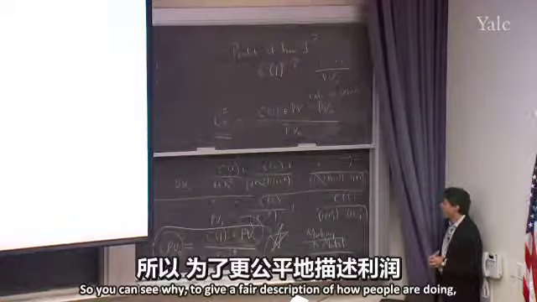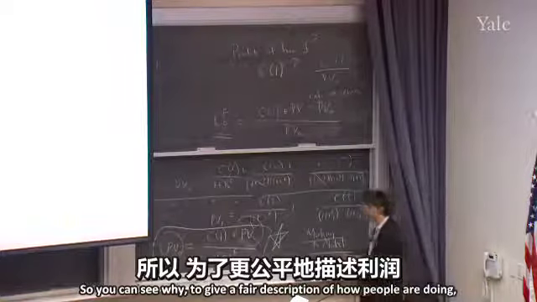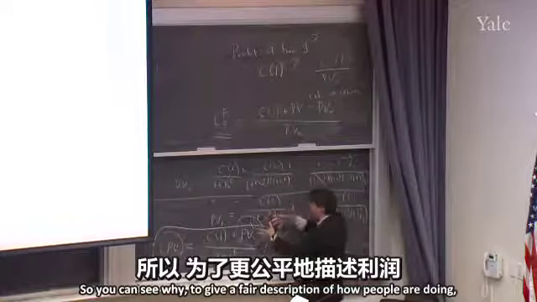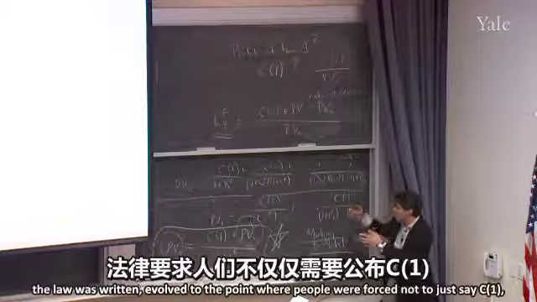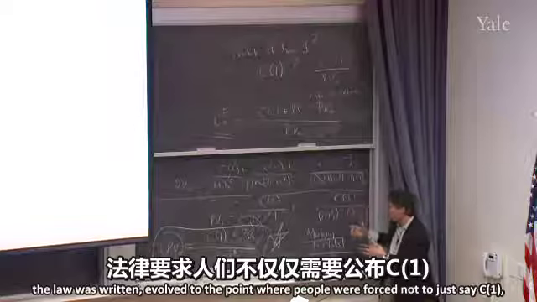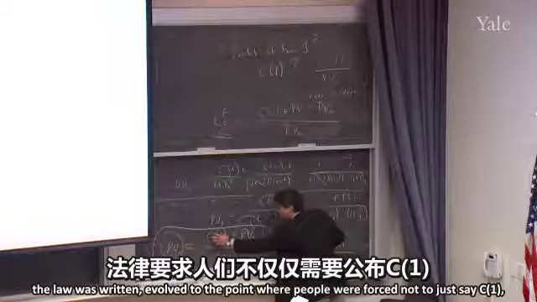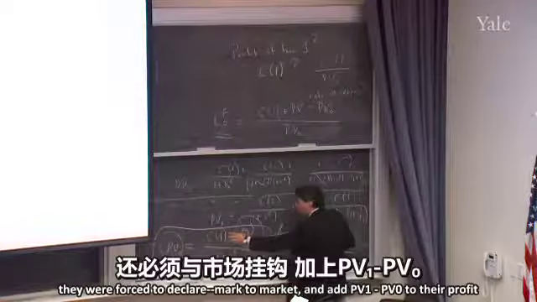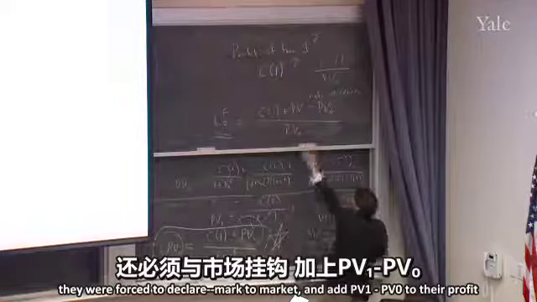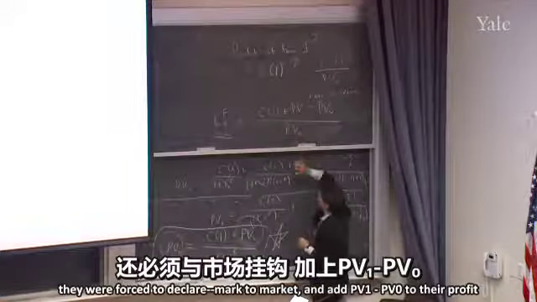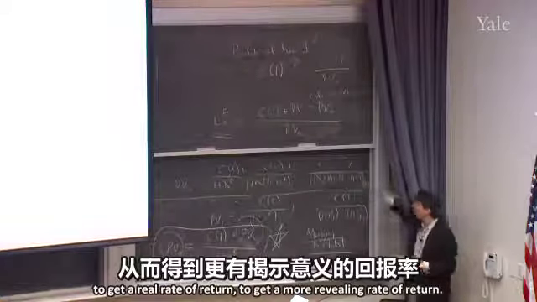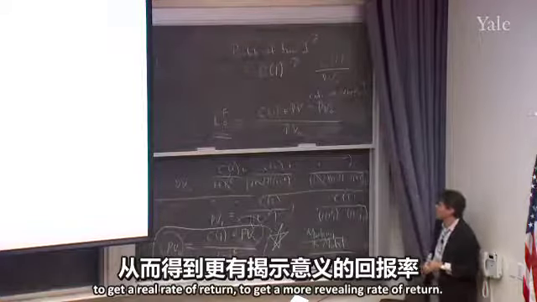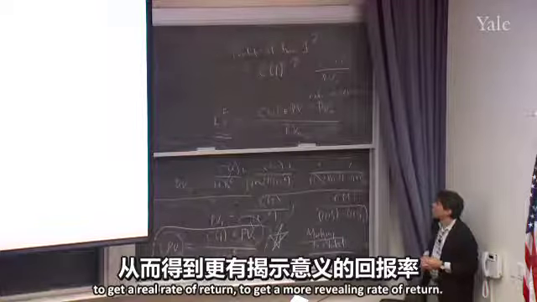So you can see why, to give a fair description of how people are doing, the law evolved to the point where people were forced not to just say C1. They were forced to declare mark to market and add PV1 minus PV0 to their profit to get a real, more revealing rate of return.